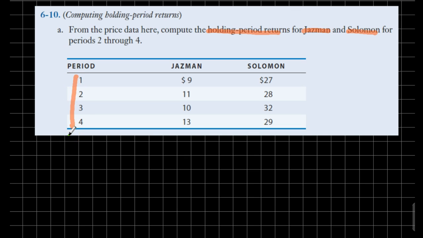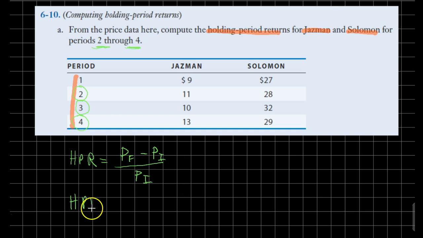As you recall, the holding period return formula requires you to have the end of previous period prices as well. So it would be the final price minus the initial price divided by the initial price. In that sense, we can actually calculate the holding period returns for periods 2, 3, and 4, and that's exactly what we are told in the problem as well. Let's do it very simply for Jasmine first.